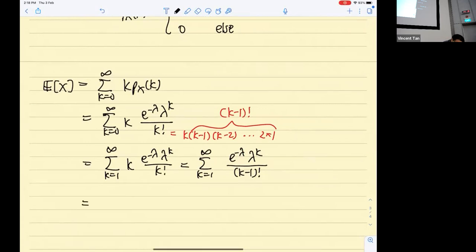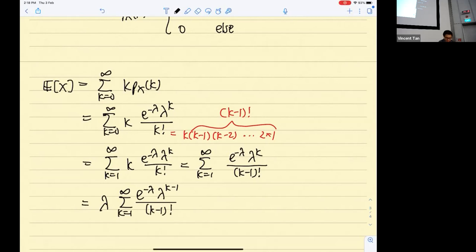So now, the book actually suggests this. You pick out one of the lambdas. Okay? Here you have lambda to the power k, right? Too many. I don't like that. You pick out one. All right? And you're left with the sum, k running from 1 to infinity, of e to the minus lambda, lambda to the k minus 1 over k minus 1 factorial.